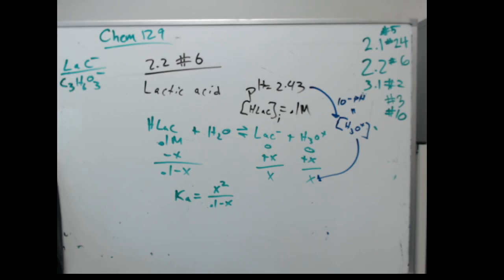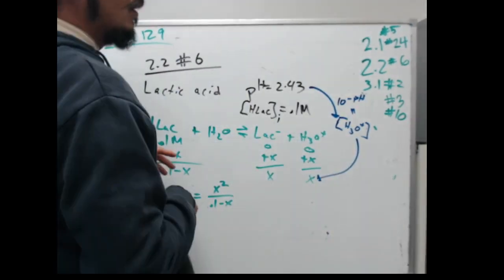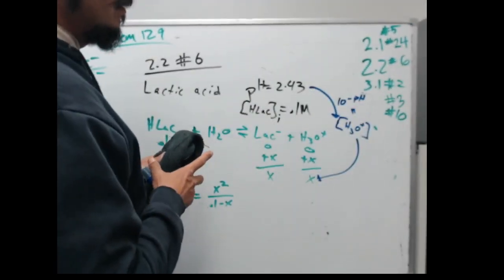Whenever you see a really large K value, you should think, oh, I'm just going to do stoichiometry and look at the flip, because then I can use my approximations. Okay, let's look at 2.1 number 5 real quick, and then we'll go on to 3.1.